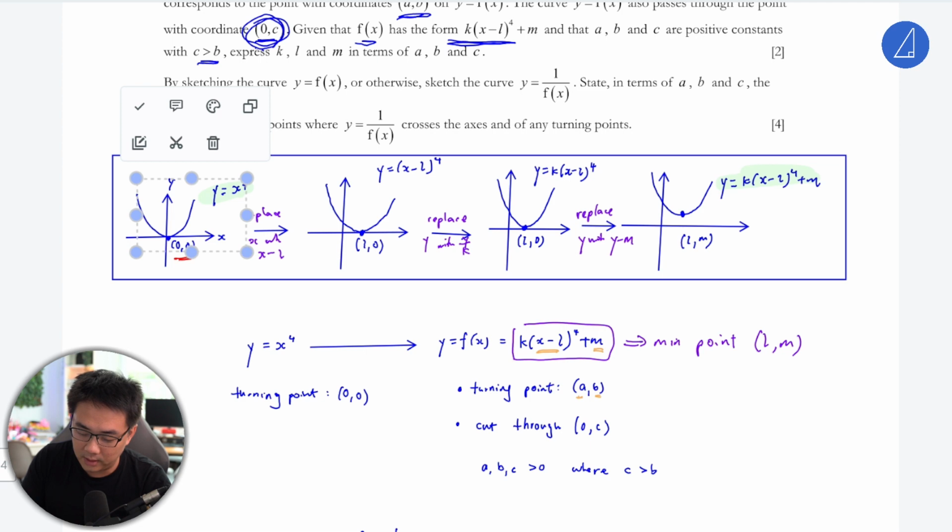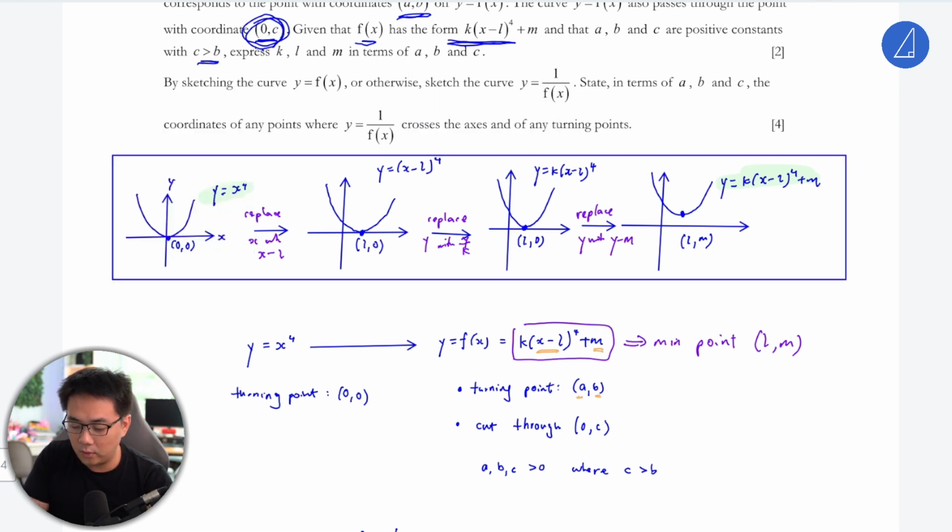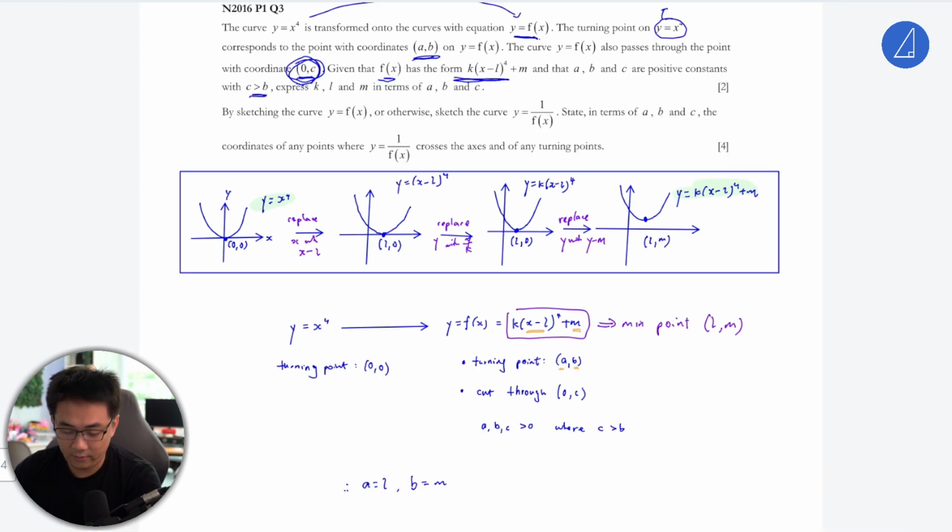Okay, so that's the case. If you're not sure, you just draw it out. You quickly scribble something out and you'll be able to see that. So in this case here, we know that A is equal to L, M is equal to B. I think finding K is okay.